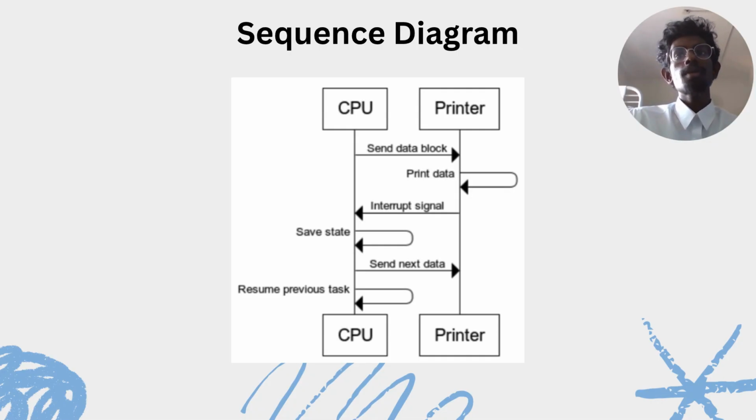So, the CPU stops its current task, saves its state, and jumps into the interrupt service routine. Interrupt service routine handles the printer's interrupt. For an example, it sends the next block of data. Then the CPU restores its previous state and resumes its interrupted task.